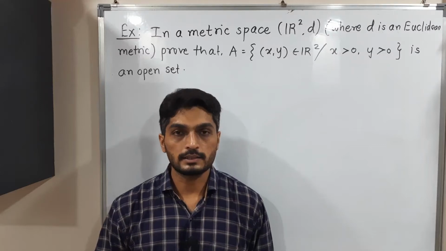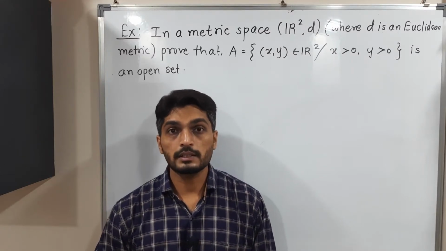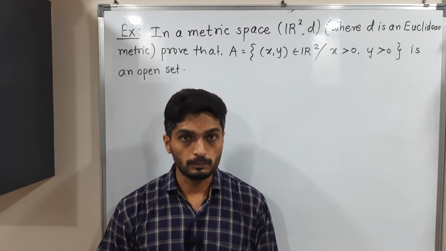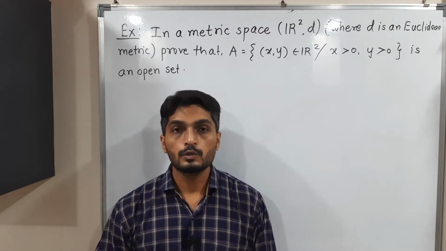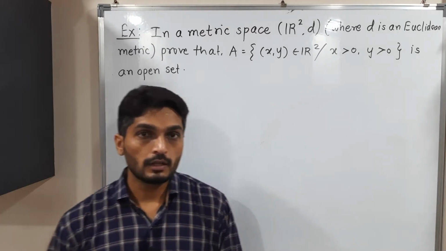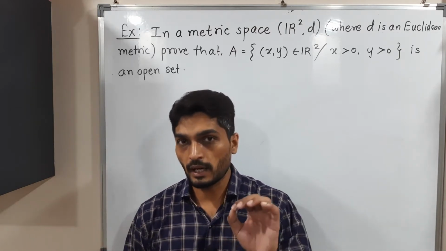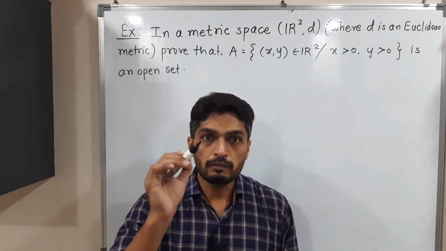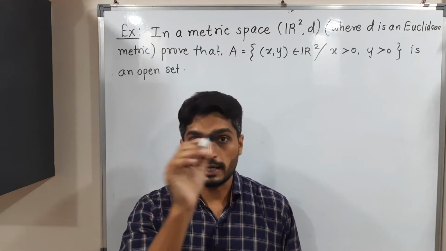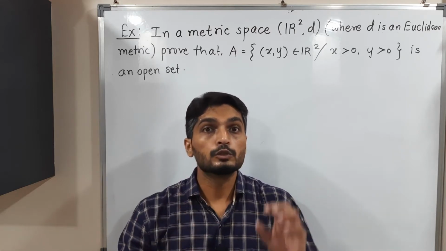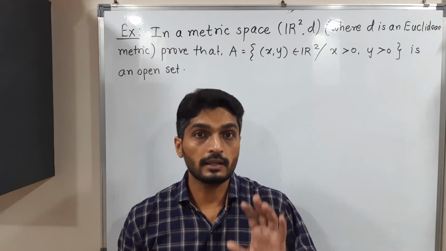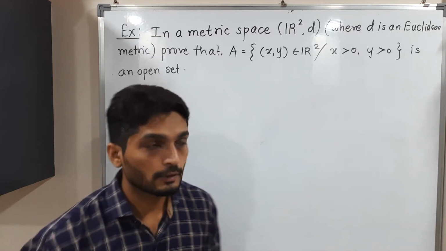Let us discuss this example. Okay, so we have a set A which is a subset of R2 in a Euclidean metric. So we have to prove that it is an open set. You remember the technique of proving a set is open: we take any arbitrary point and we find radius R such that the open ball around P lies entirely inside set A. Okay, so let us start.